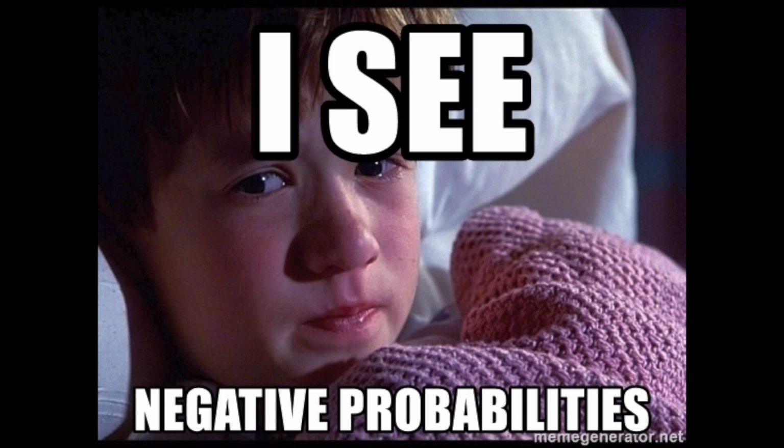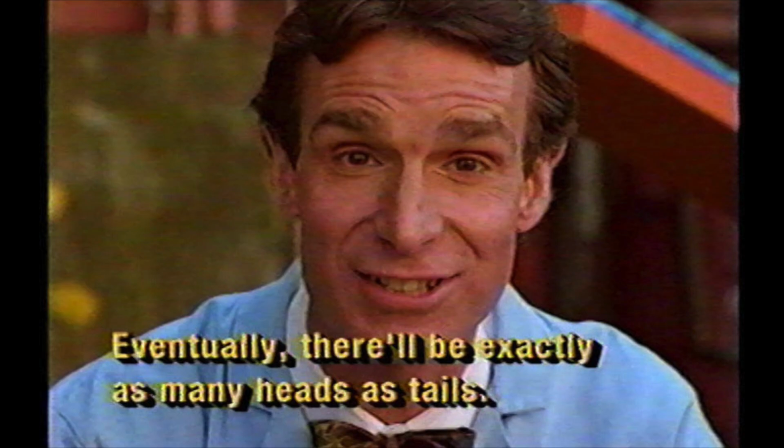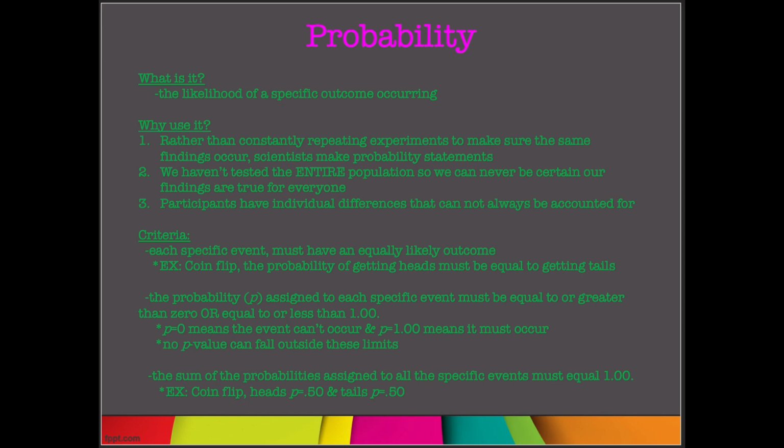And then the sum of the probabilities assigned to all specific events must equal 1. So again, with that coin flip, if I flip it, we could assume that half the time it's going to land on heads, which would be equal to a probability value of 0.50. And we could assume that half the time when we flip it, it would land on tails. And so again, that's going to equal a probability value of 0.50. And when we add those two probabilities together, we get 1. And so that's what this third criteria is referencing.